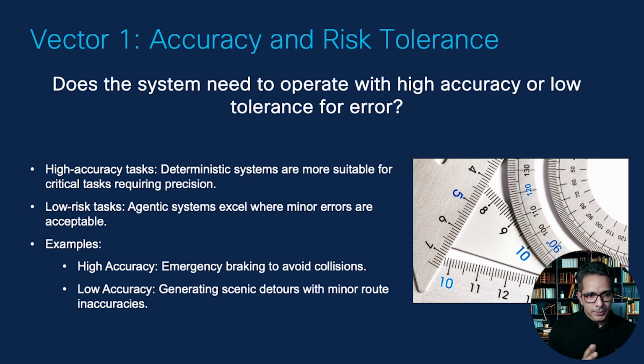So again, examples of high accuracy, emergency braking to avoid collisions. We definitely don't want a probabilistic system, but if we have to generate scenic detours with minor route inaccuracies, we should definitely use a probabilistic system because it can help generate a lot of alternatives. So that's vector one. Does your task require a high degree of accuracy, and how much risk tolerance do you have?